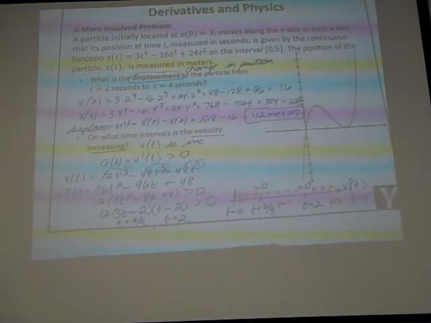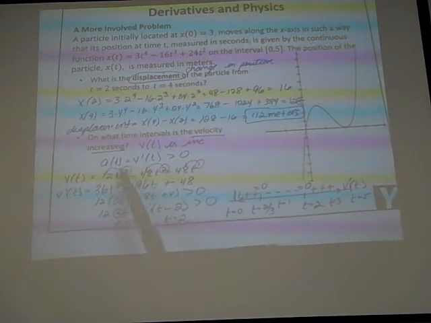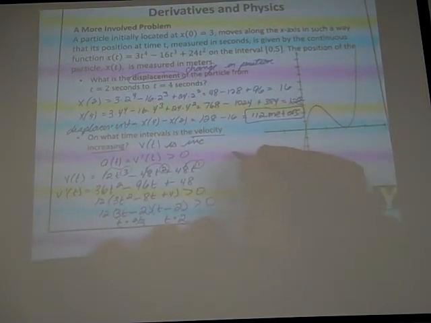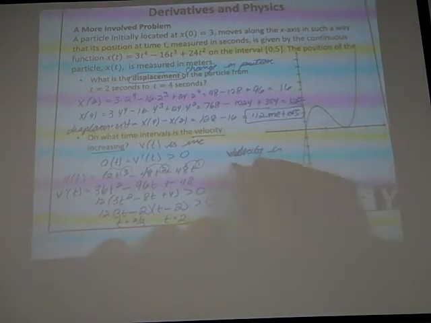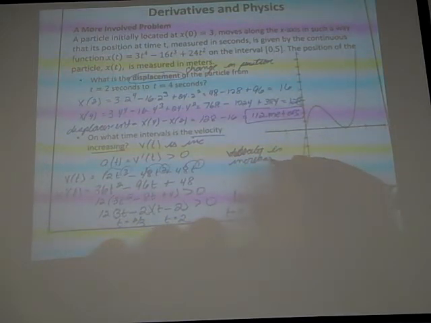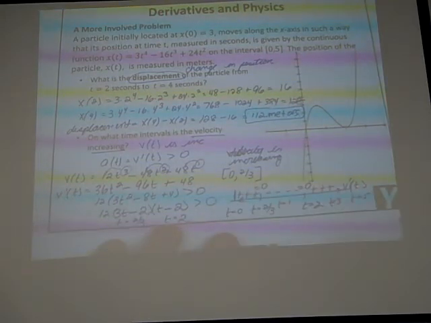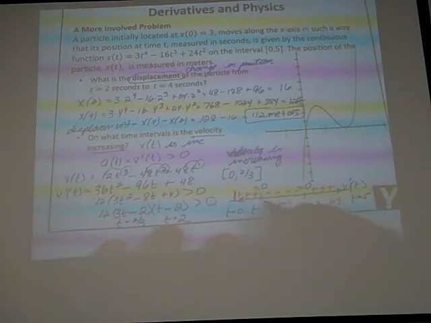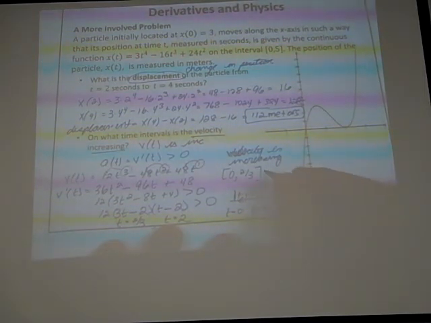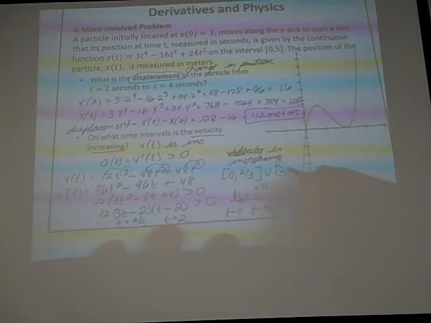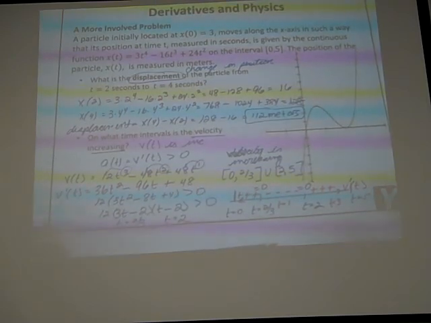The initial question was, when is the velocity increasing? Velocity increasing means that the derivative is going to be positive. I'm sorry, that's supposed to say velocity is increasing. Where is it increasing? It's increasing on the interval 0 to 2/3. At 2/3, the derivative is equal to 0. The velocity is then decreasing, and then the velocity is increasing again, from 2 to 5. That would be your final answer for that part.